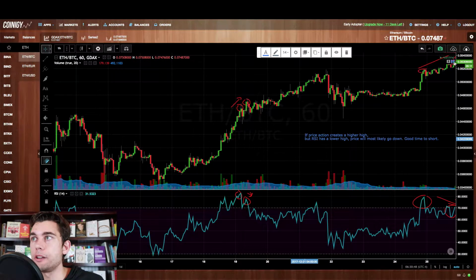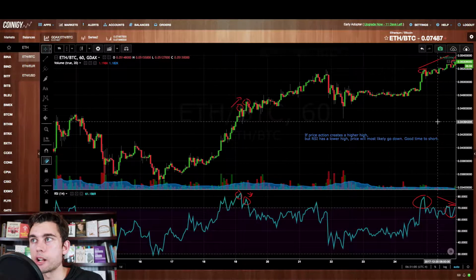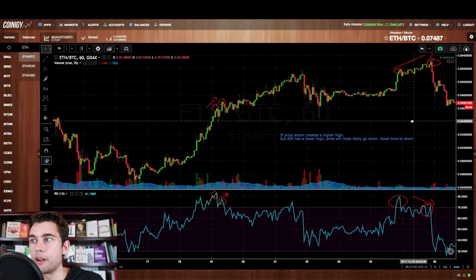The price action right here is a higher high than right here, but the RSI, this RSI is lower. This high is lower than right here. So what does that mean? The price is probably going to go down. Let's check it out. Yep, the price plummeted.